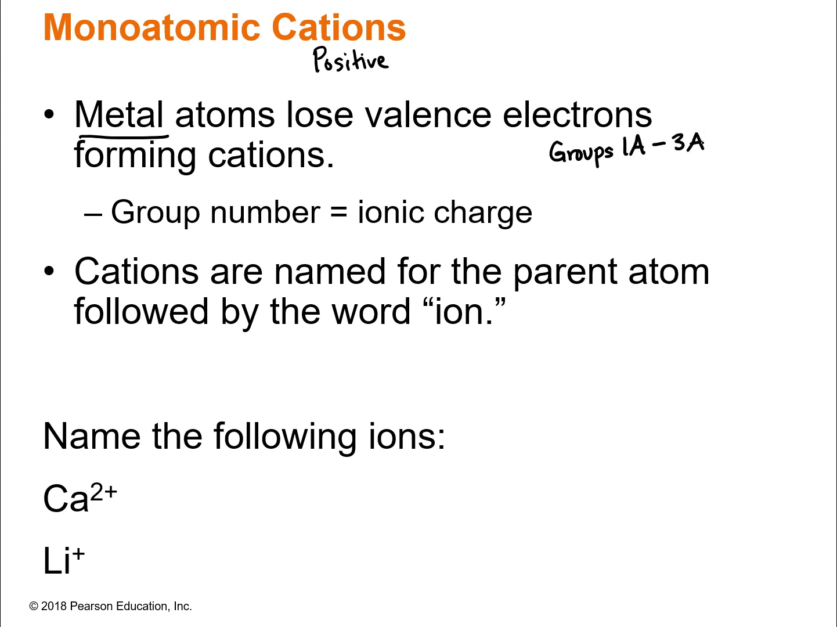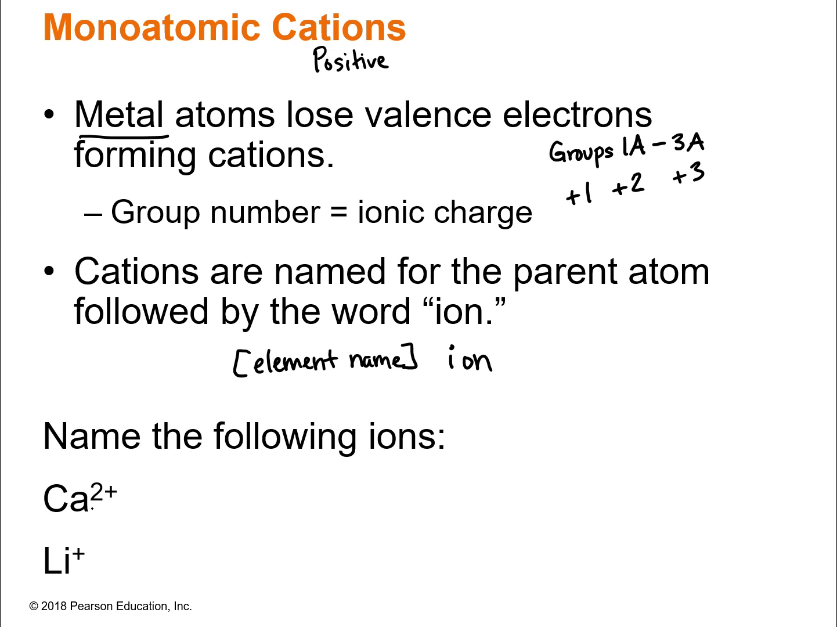So we're talking about groups 1A, 2A, and 3A. All of those metals, the group number is equal to the ionic charge. So we're going to have +1, +2, or +3 for our charge. The way that you name the ions is simply by writing the name of the parent atom followed by the word ion. So it's the element name, a space, and then the word ion.